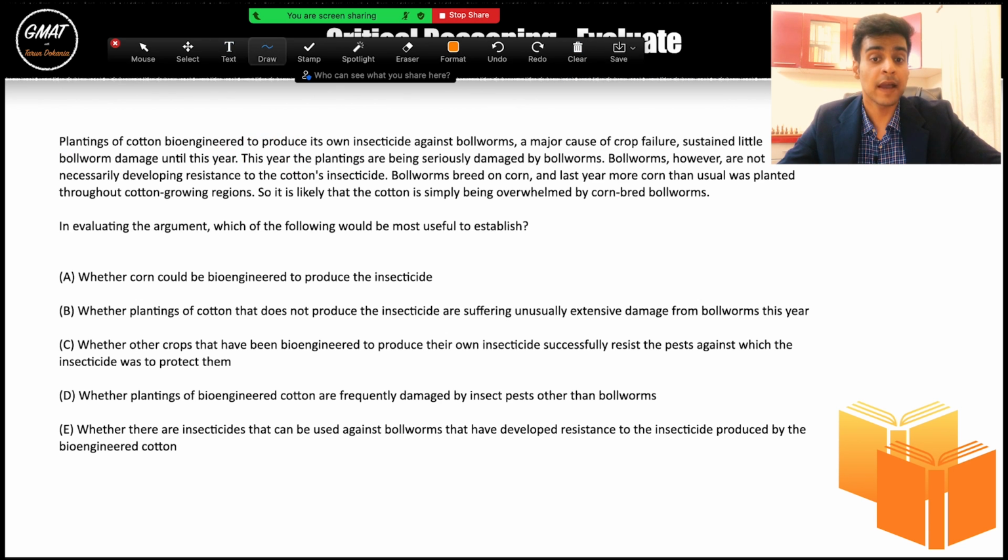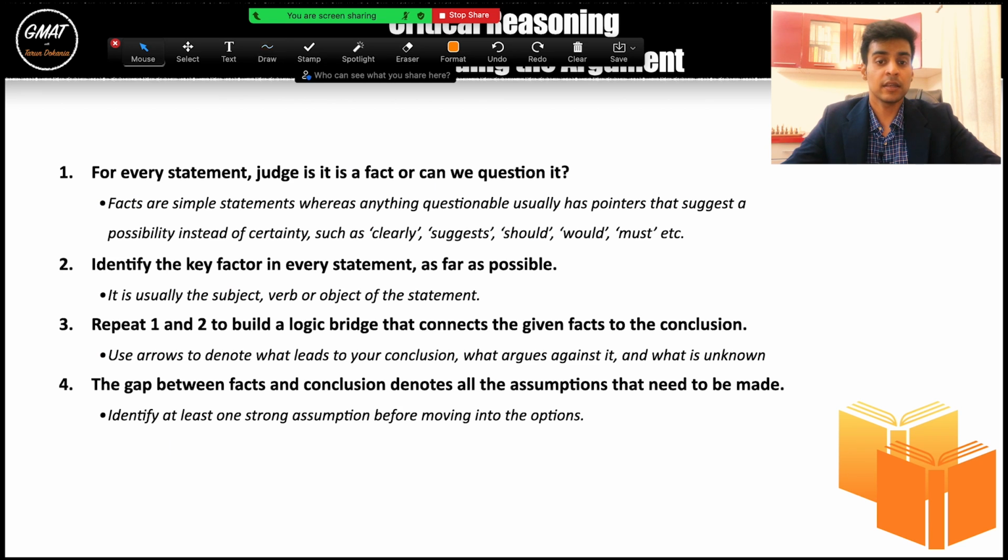Now, usually the factors would be the subject, right? The verb or the object. Or it could be all three combined together. The plantings sustained little damage. That's the key factor here. Now, once I've done this, now I want to connect all of this together. That's the next step. Once I can know what's a fact, what's a conclusion, and I can identify the key factor, this means I'm processing all the sentences possible.